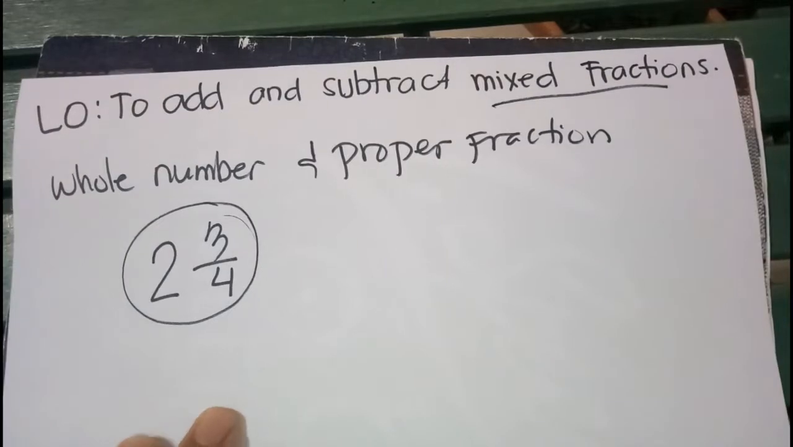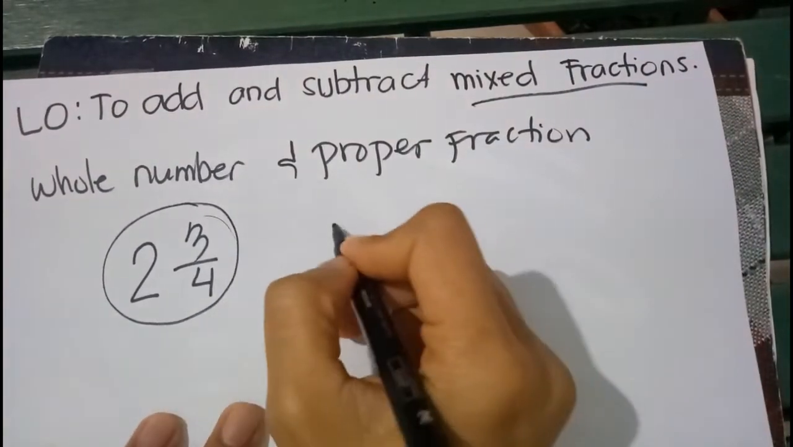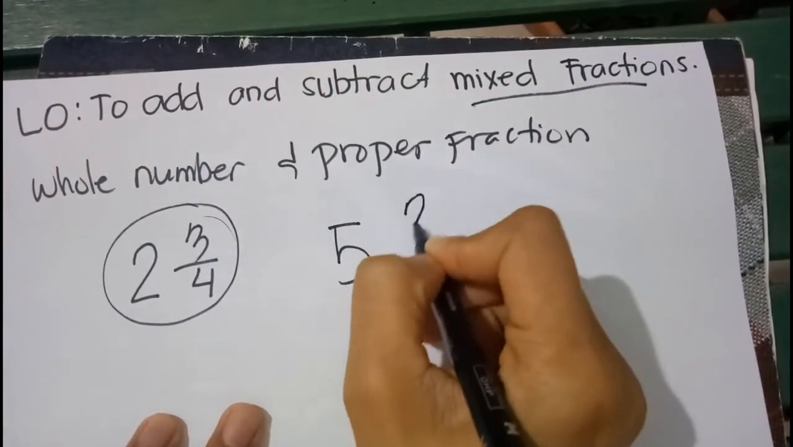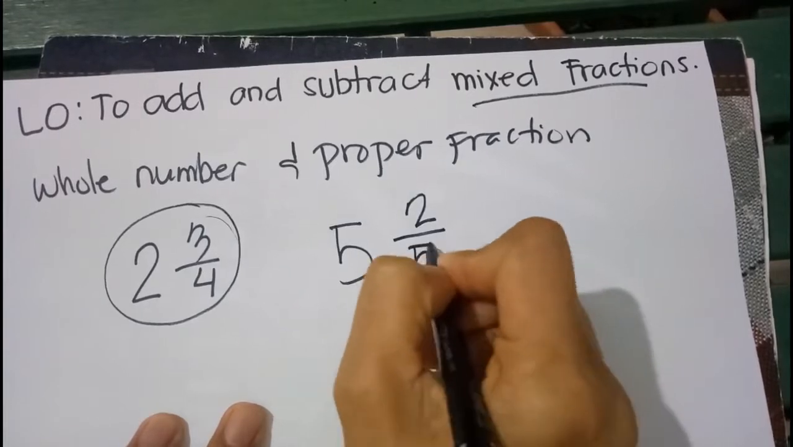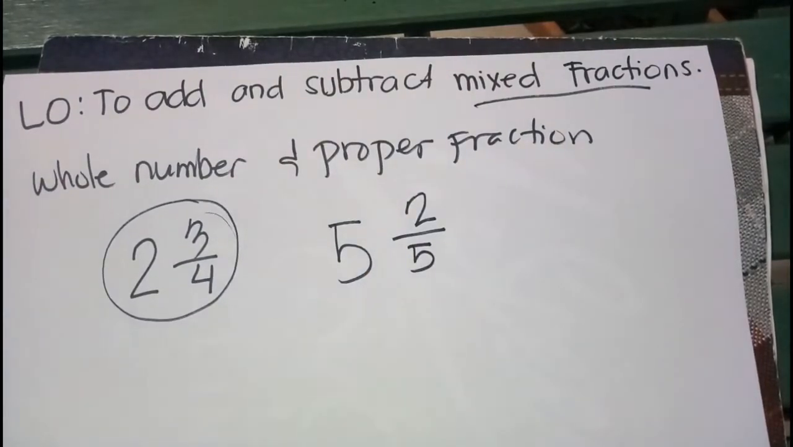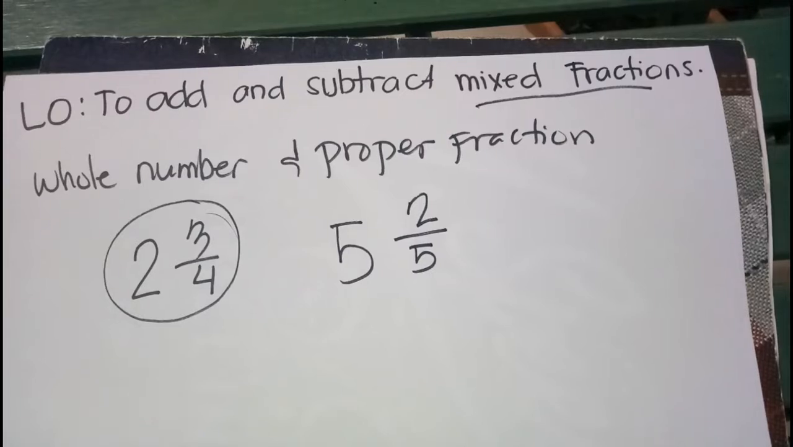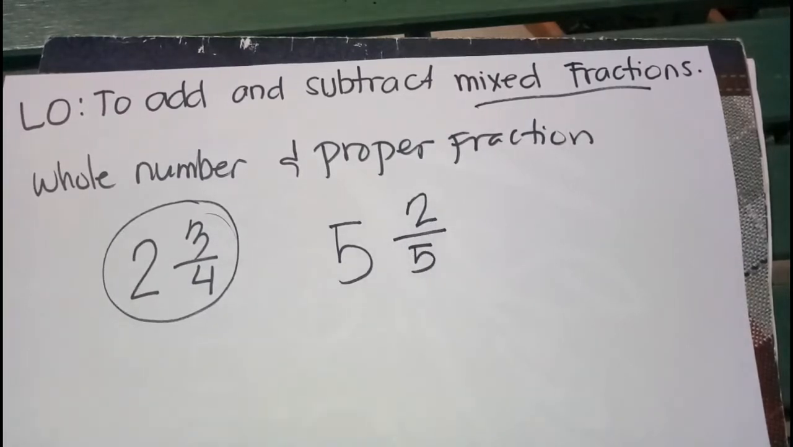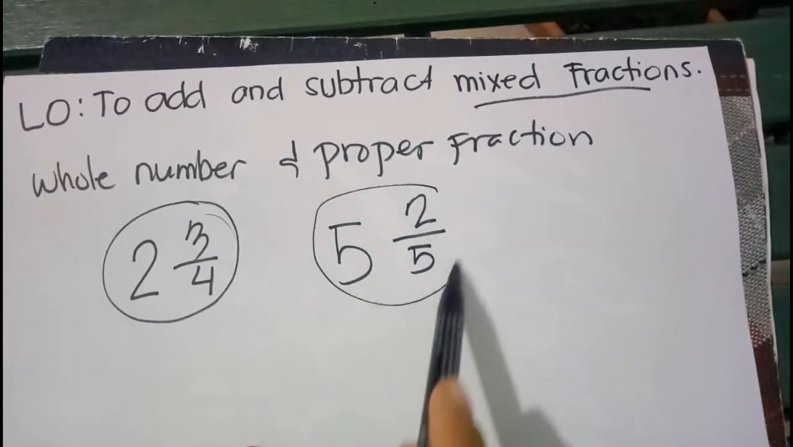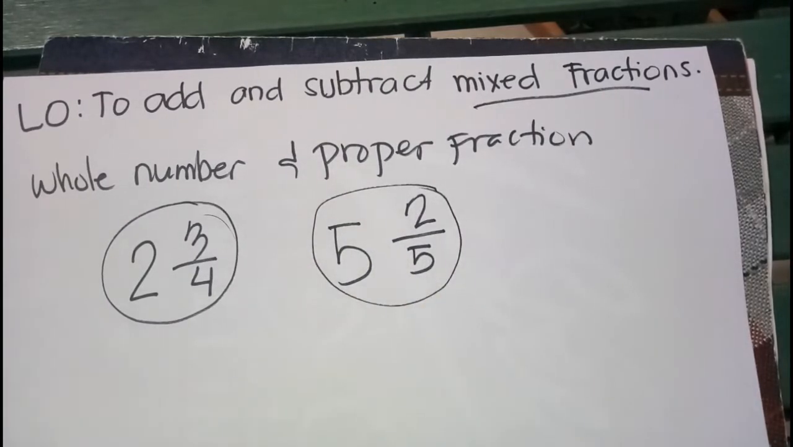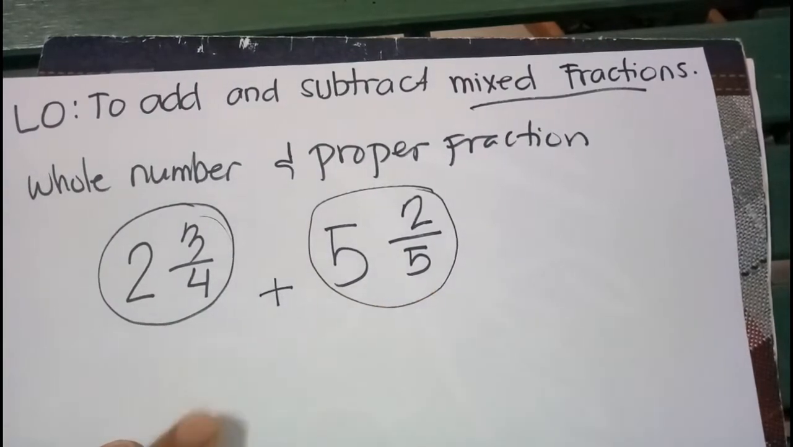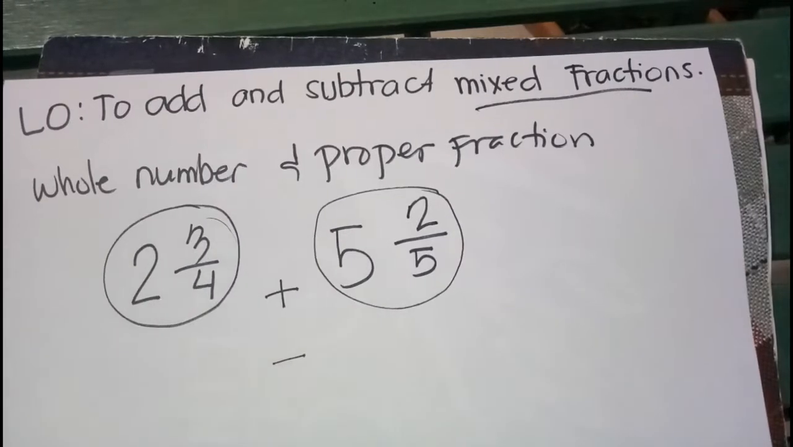Another example of a mixed fraction is 5 and 2/5. In this example, 5 is our whole number and our proper fraction is 2/5. This is another mixed fraction. And in this lesson, as I've said, we are going to learn how to add or plus, or subtract or minus, mixed fractions.